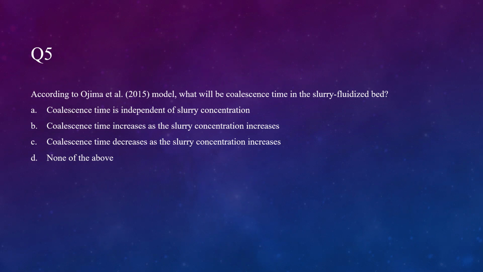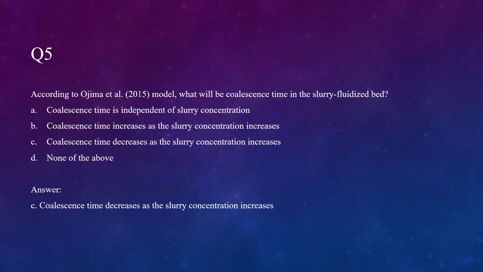So the answer to this question is, coalescence time decreases as the slurry concentration increases. If the slurry concentration is more inside the bed, in the slurry fluidized bed, what happens is that the bubbles would be formed more frequently, thereby the coalescence time for the bubbles would be reduced. So the coalescence time then would be decreased because the slurry concentration is very high.